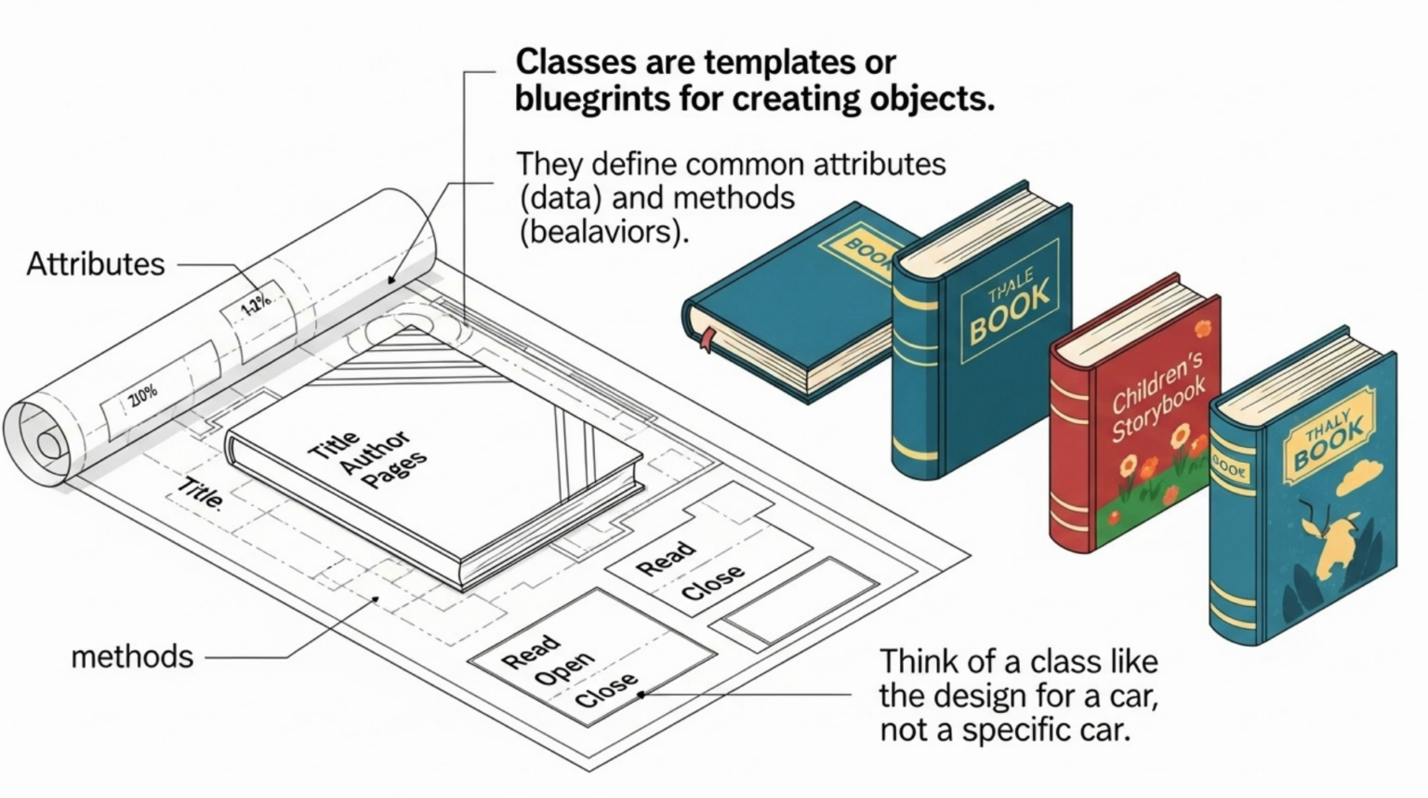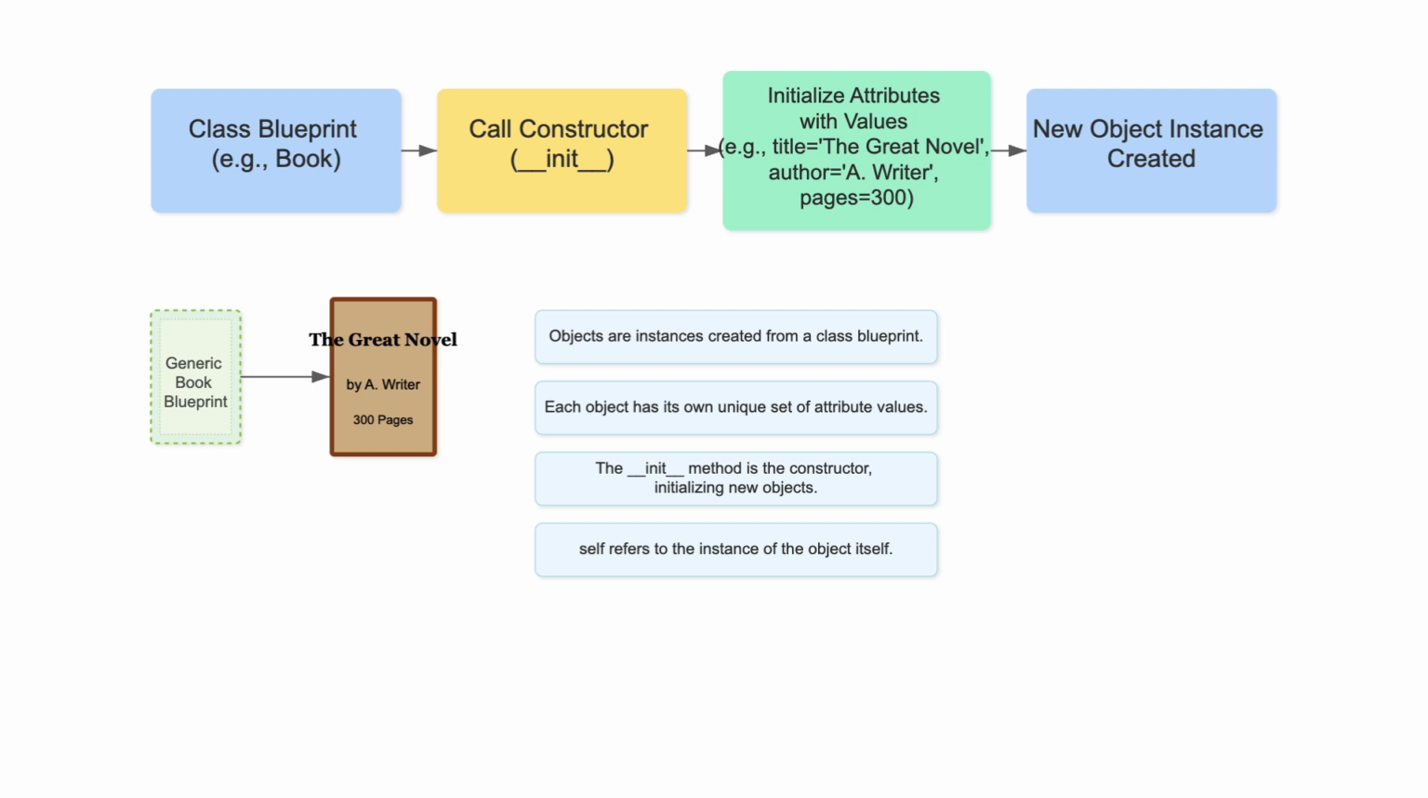Now, if a class is the blueprint, then an object is the actual tangible item built from that blueprint. Objects are concrete instances of a class. Following our book analogy, if book is the class, then The Hitchhiker's Guide to the Galaxy by Douglas Adams, with 193 pages, is a specific object. Each object you create from a class will have its own unique set of values for those defined attributes. My copy of the book has a specific title, author, and page count, different from your copy of Moby Dick.